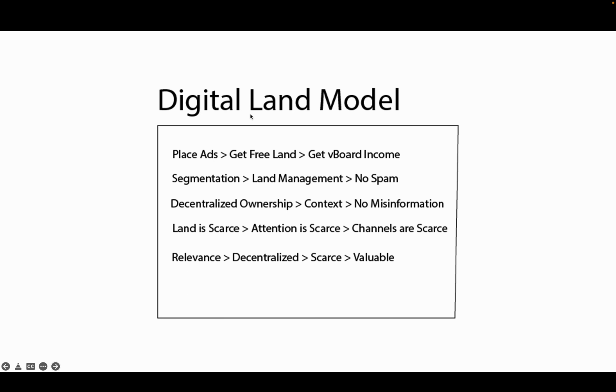As people place ads, they get free land, they get more income, then they place more ads. A self-reinforcing ad placement loop. As ads get segmented, land management gets better, spam gets reduced. As this ownership gets more and more decentralized, the context gets better, disinformation goes down. Since land is scarce, attention is scarce, and then the channels are scarce, so the digital land is pretty scarce. And then this relevance brings decentralization, which brings scarcity and makes the whole system even more valuable. So it's a pretty self-reinforcing system with multiple quality ensuring loops of virtual growth.